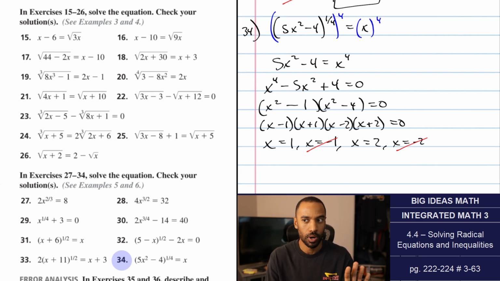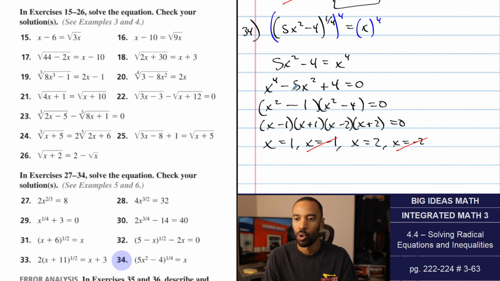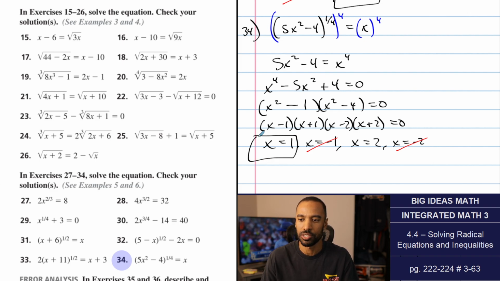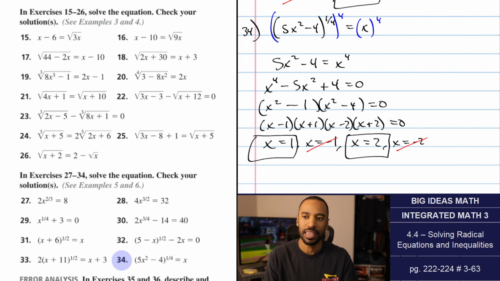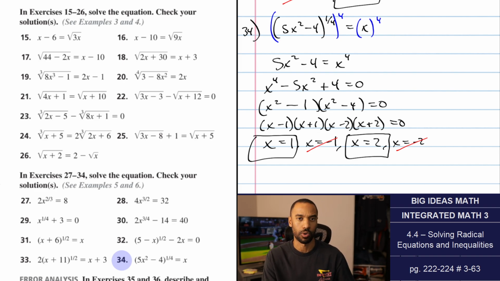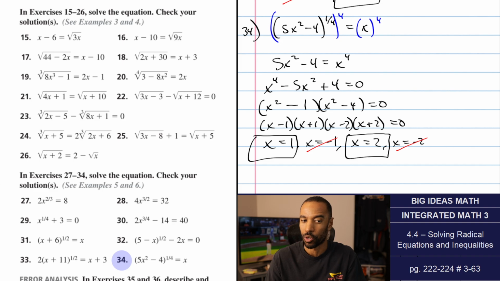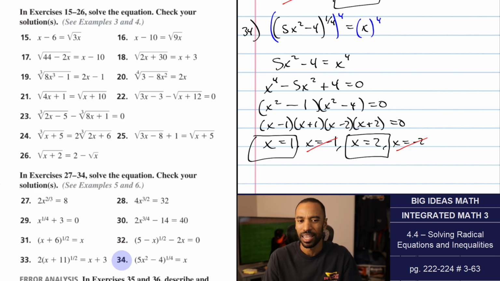Will both 1 and 2 work? I should test that. 1: 5 times 1 squared is 5, minus 4 is 1. 4th root of 1 is 1. 1 works. 2 squared is 4, times 5 is 20, minus 4 is 16. 4th root of 16 is 2, equals 2. That works. So this is 2 solutions: x equals 1 and x equals 2. And that kind of makes sense. There was a quadratic inside your root. It's not like we turned this into a quadratic. We did turn it into a quartic, however, right? So we introduced two other solutions that weren't there to begin with.